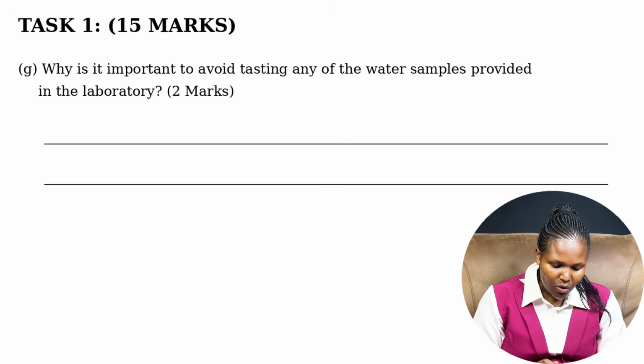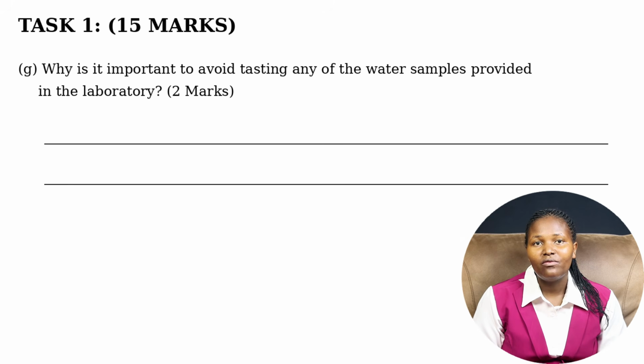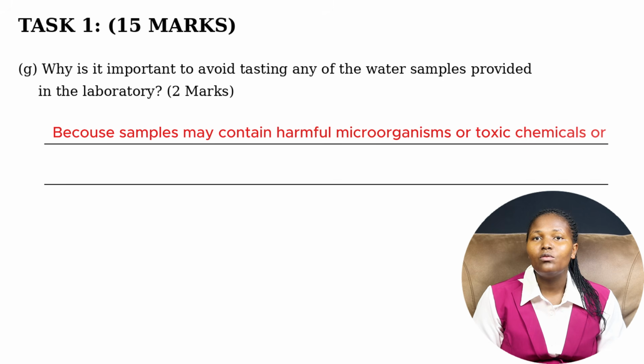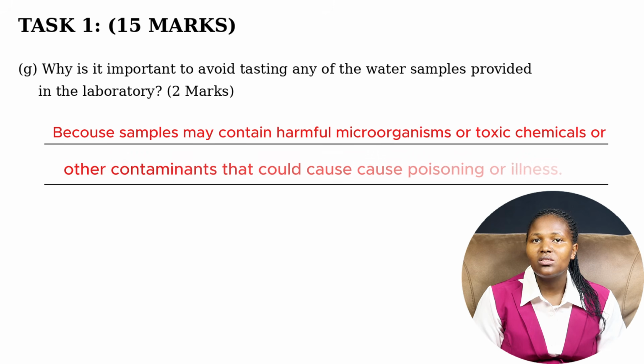Then question G, why is it important to avoid tasting any of the water samples provided in the laboratory? So when you're in the lab and you're provided water, why should learners not taste the samples? You're supposed to give a reason. And the reason is because the samples may contain harmful microorganisms or toxic chemicals or any other contaminants that can cause poisoning or illness. So one laboratory rule that is very important is that never taste an unknown substance, because there are many substances in the lab and that water could contain any of them and it could cause poisoning.